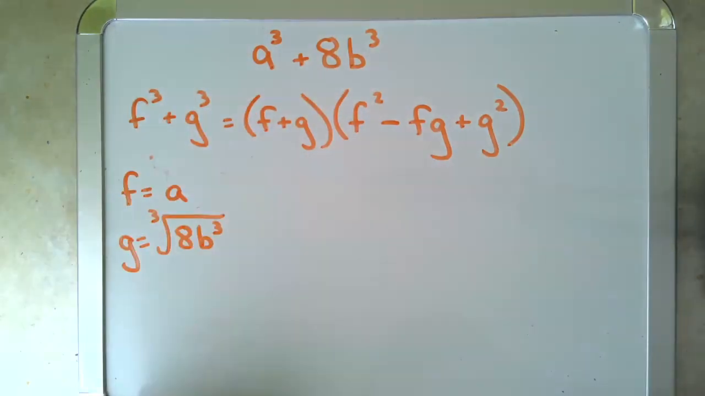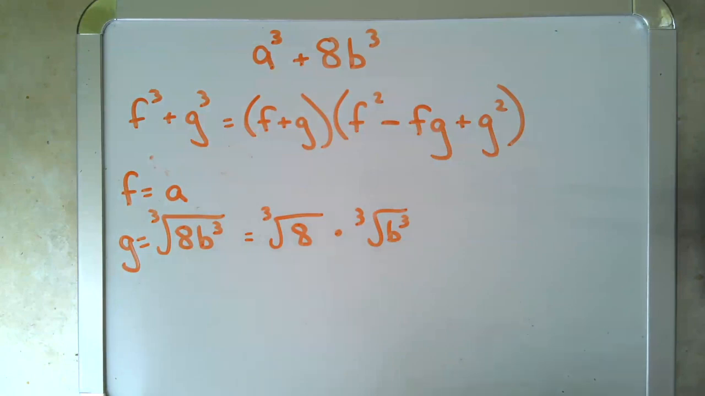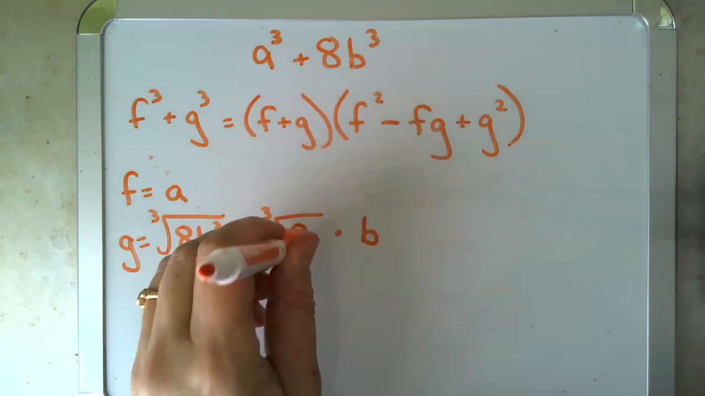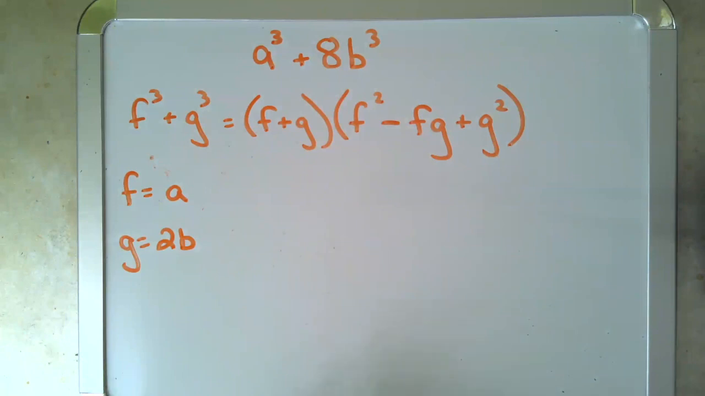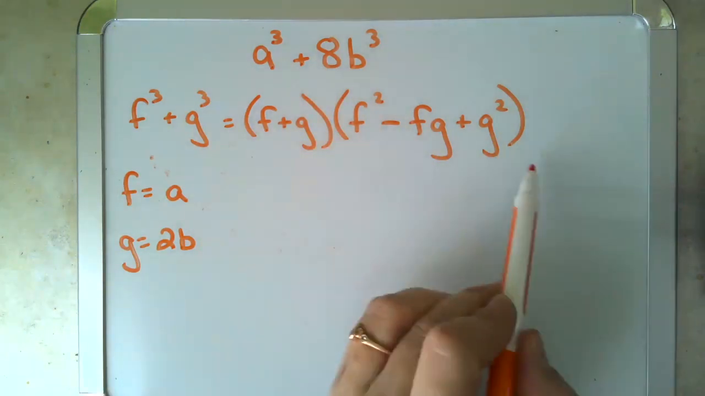And then g equals the cube root of 8 times b cubed, which can be separated into the cube root of 8 times the cube root of b cubed. Well, we said the cube root of anything cubed is itself, and I know my 8 can be broken down into 2 times 2 times 2, and 3 of anything on the inside of a cube root becomes 1 on the outside, so that simplifies just to 2b. And now I've got the elements that I can substitute into my formula.